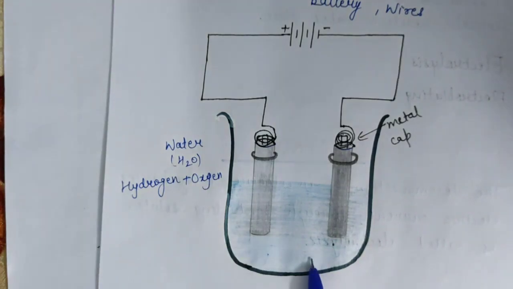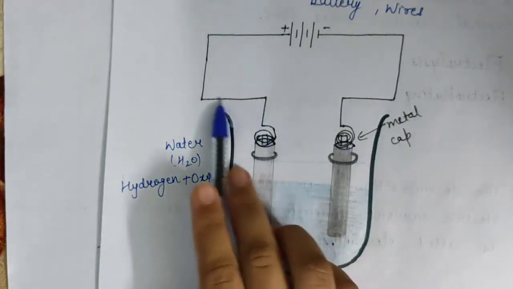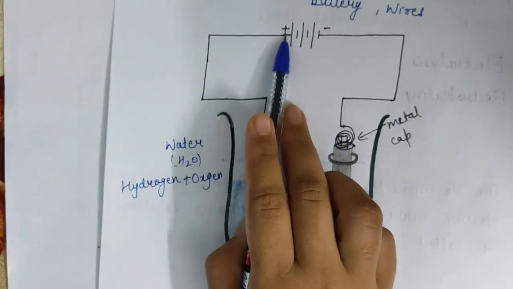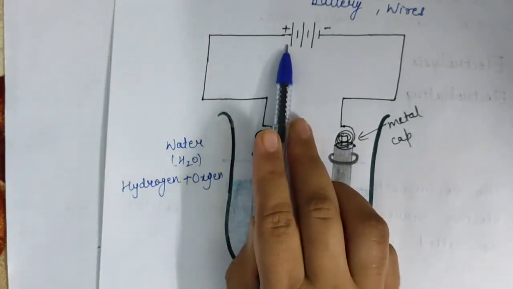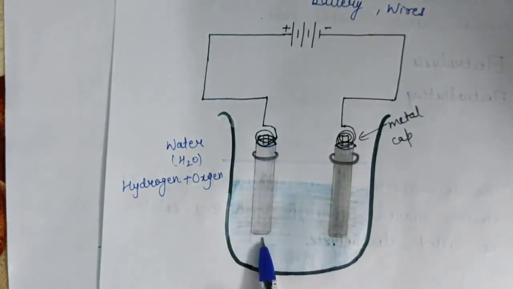So in this, the bubbles of oxygen and the bubbles of hydrogen are formed, and the bubbles of oxygen are formed on the electrode which is connected to the positive terminal of the battery. Means this electrode is connected to the positive terminal of the battery. So here bubbles of oxygen are formed on this electrode.